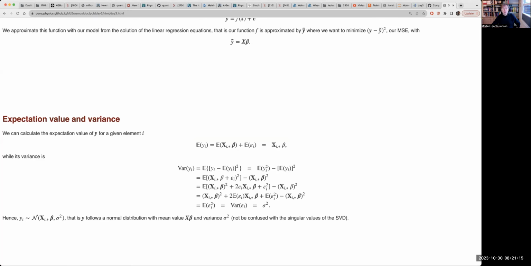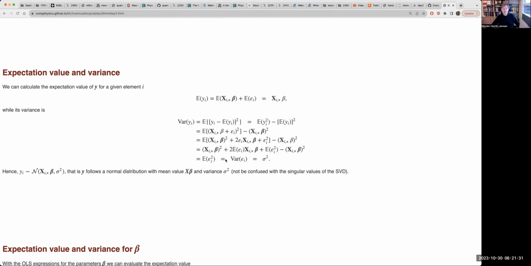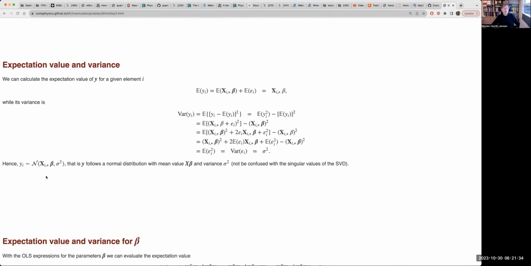where the x of i are the given matrix elements in a specific row, which then multiply the vector beta. So this asterisk here indicates that we have a summation over all the columns of the design matrix X. And we can also calculate the variance. And this is often led to assume that we can take y to be normally distributed. And that was one of the approaches we used in order to derive the expectation values and the probability distributions for y.